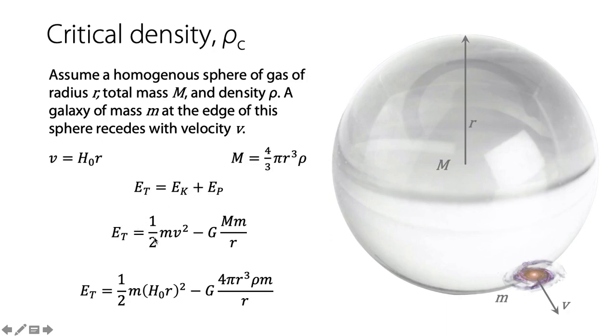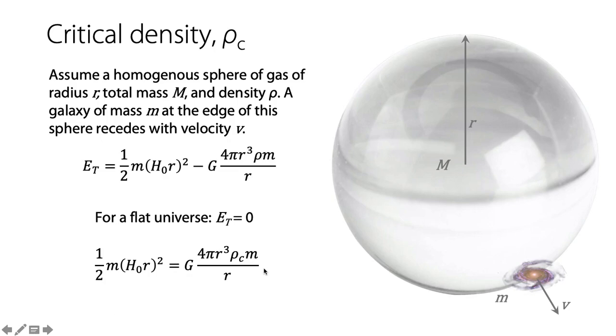The kinetic energy is given by half mv squared, and going back to what you remember about gravitational potential, that'll be minus GMm over r. Substitute, replace v with H0 r, replace M with 4/3 pi r cubed rho. We get this really interesting long equation here, which we can simplify.